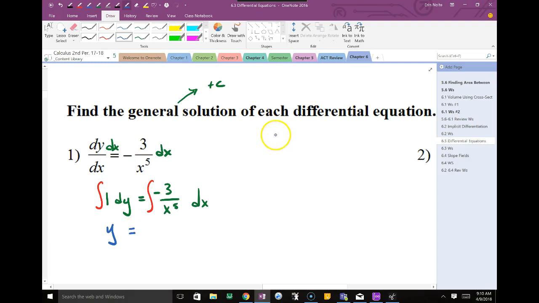Okay, so let's say I was going to integrate 5. What's the integral of 5? 5x, or whatever variable we're integrating it. 5x plus c, right? Yeah. Okay, so how do you do this one?